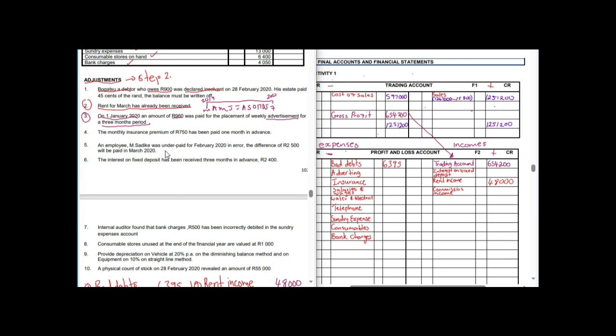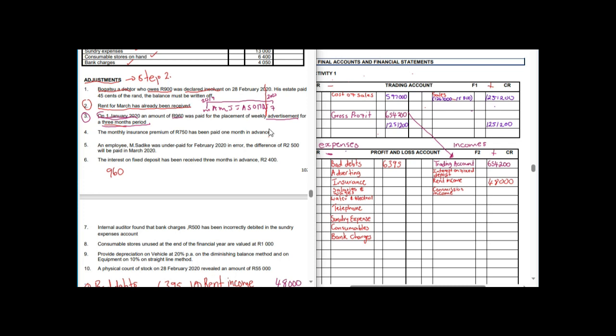And then guys, they are telling us that on the 1st of January we have the 1st of January 2020, which is this point on the timeline. And then the amount of 960 was paid, meaning we paid. It's an expense. And then for how many months? For a 3-month period.